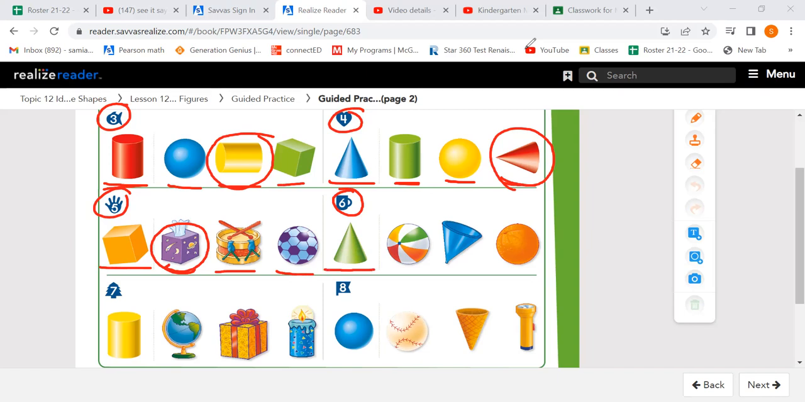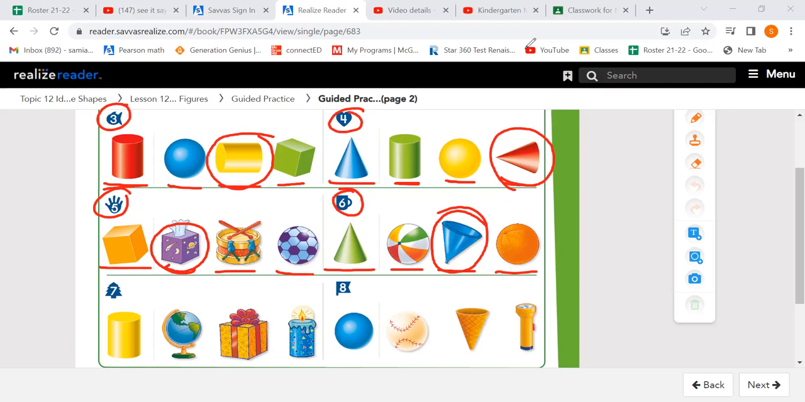All right, number six, we're doing the same thing. What solid figure are we trying to match? The cone. Is this a cone? No, it's a sphere. Is this a cone? Yes, it is. Even though it's kind of upside down, it's still a cone. How about this? That is a sphere. Okay.